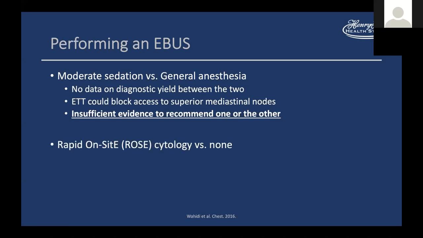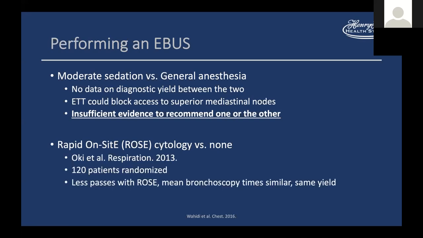What about the use of rapid on-site cytology? This is when you have a cytologist in the room who will look at your needle aspiration samples and let you know if you have lymphocytes or not. This was the only randomized controlled study looking at it. This was out of Japan, published in 2013. They randomized patients to either have ROSE or no ROSE. What they found was that patients who had rapid on-site cytology did have fewer passes, but the bronchoscopy time was the same and the yield was the same. So the recommendation is that there really is no difference, and you can perform bronchoscopy with or without ROSE.